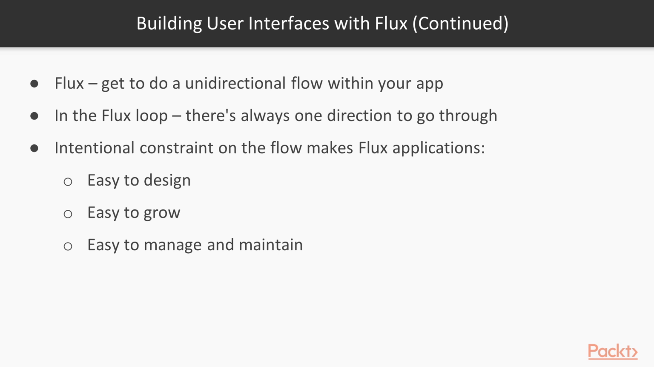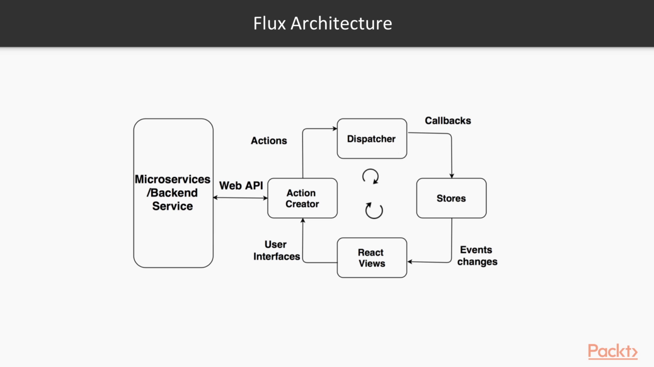In the Flux loop for every module, there's always one direction to go through. This intentional constraint on the flow is what makes Flux applications easy to design, easy to grow, and easy to manage and maintain. This diagram will give you more clarity on the Flux architecture. Take a look. So, this marks the end of the video.